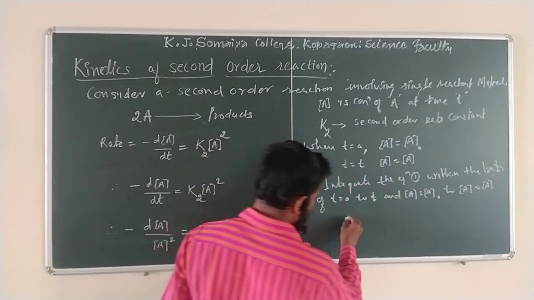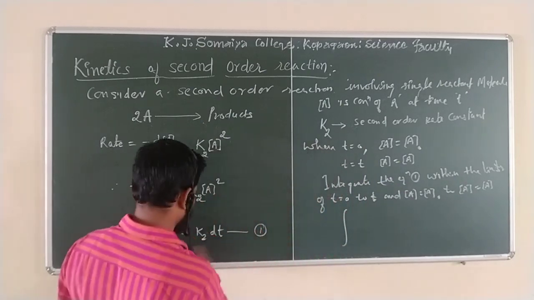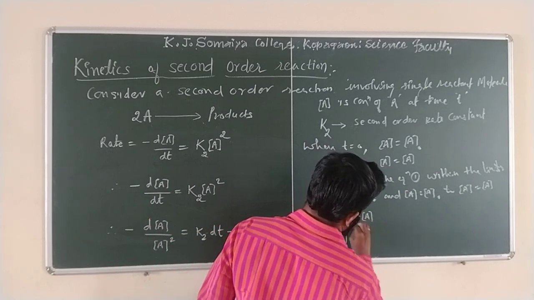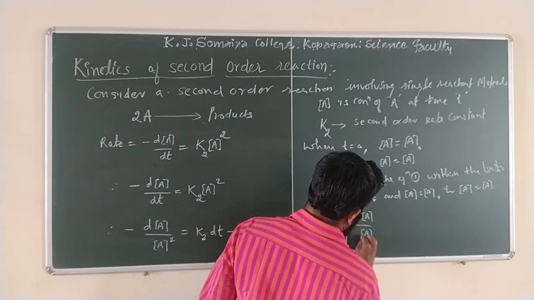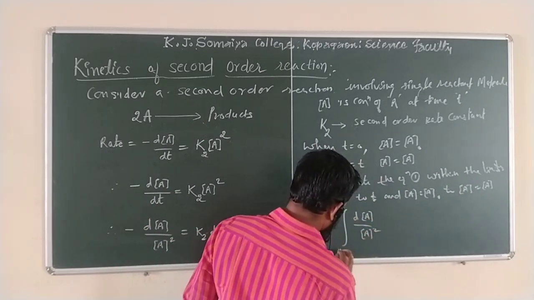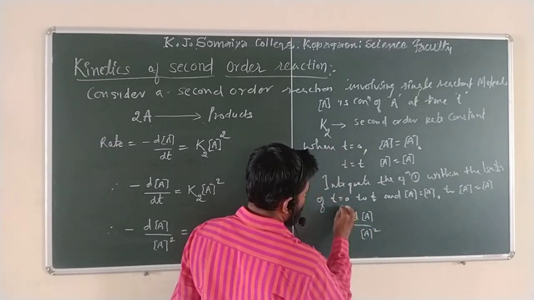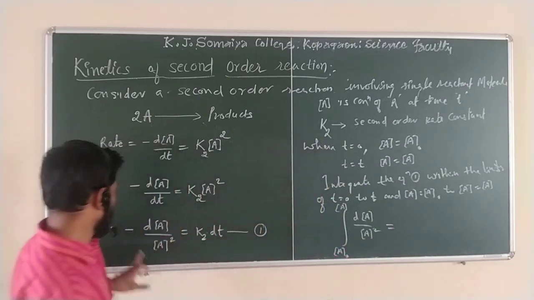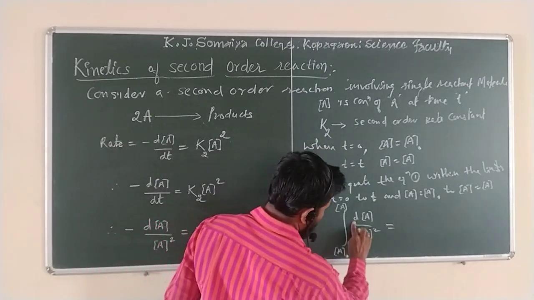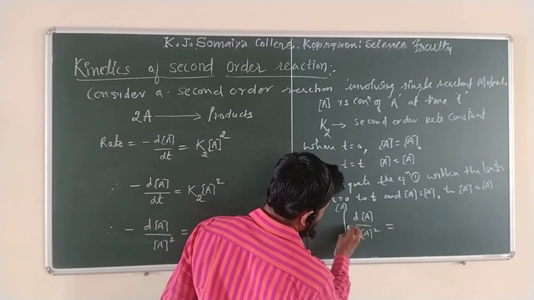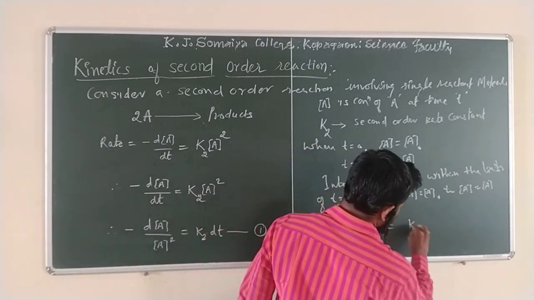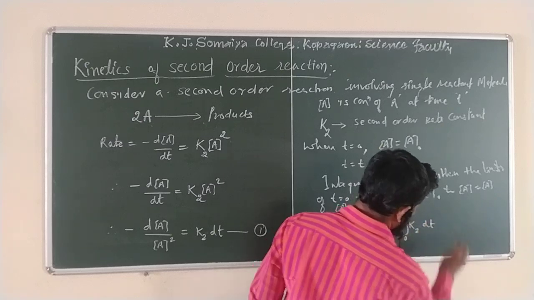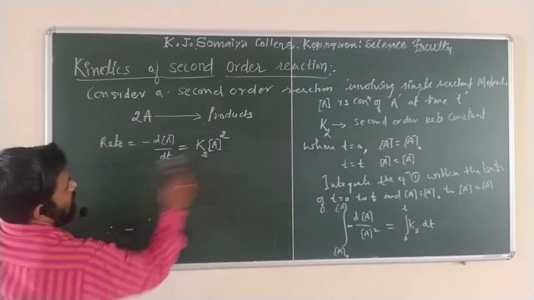Now integrate. Very simple. Write equation number 1 with respect to integration: the integral of dA upon A square within the limits concentration A0 to concentration A is equal to, here the negative sign is there, so I put the negative sign here, K2 times the integral of dt within the limits 0 to t. Okay. Now continue here.